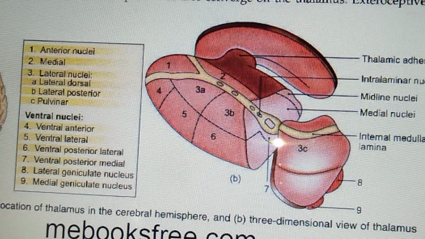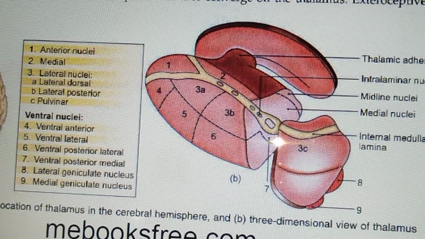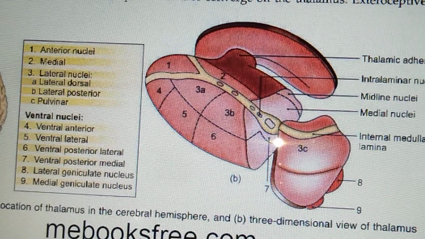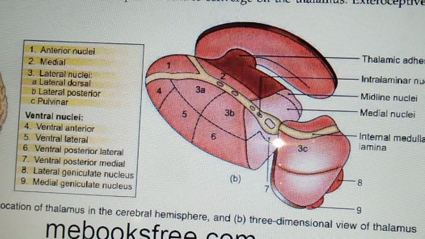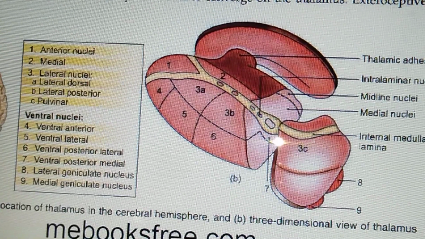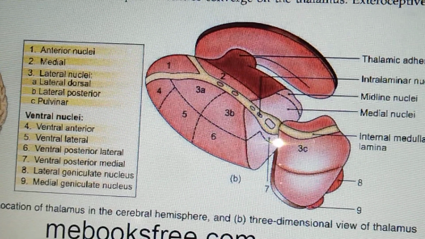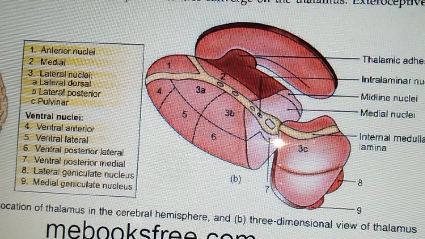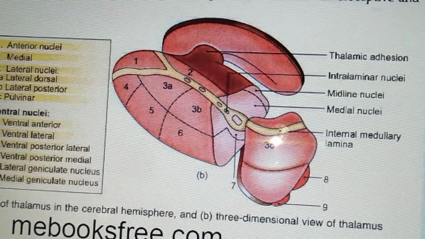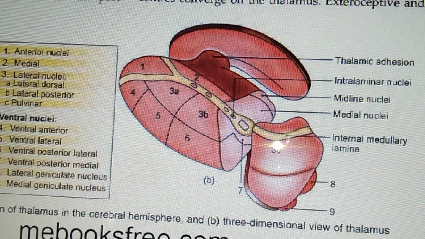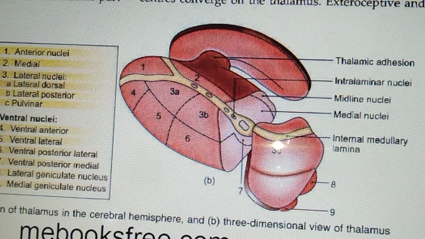Just try to understand. Afferent impulses from a large number of the subcortical centers converge on the thalamus, right? Exteroceptive and proprioceptive impulses ascend to it through the medial lemniscus, the spinothalamic tracts and the trigeminothalamic tracts. Visual and auditory impulses reach the medial and the lateral geniculate bodies, right? Now these are part of the metathalamus, but I told you that the metathalamus is also part of the thalamus only. So visual and auditory impulses reach the medial and the lateral geniculate bodies.